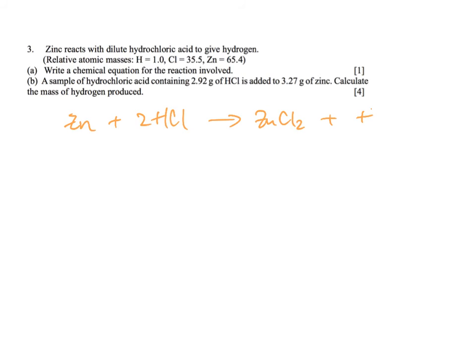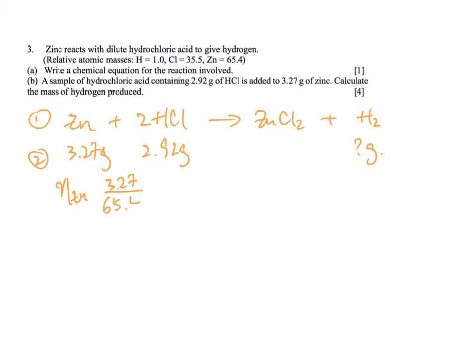First part, second part. You have 2.92 gram of HCl, and then you have 3.27 gram of zinc. And then you have to calculate the hydrogen. So for this one, you divide 3.27 by 65.4, so this one will be roughly 0.05 mole, while the other one will be HCl, and you have 2.92 over 1 plus 35.5, so this one will be 0.08 mole.